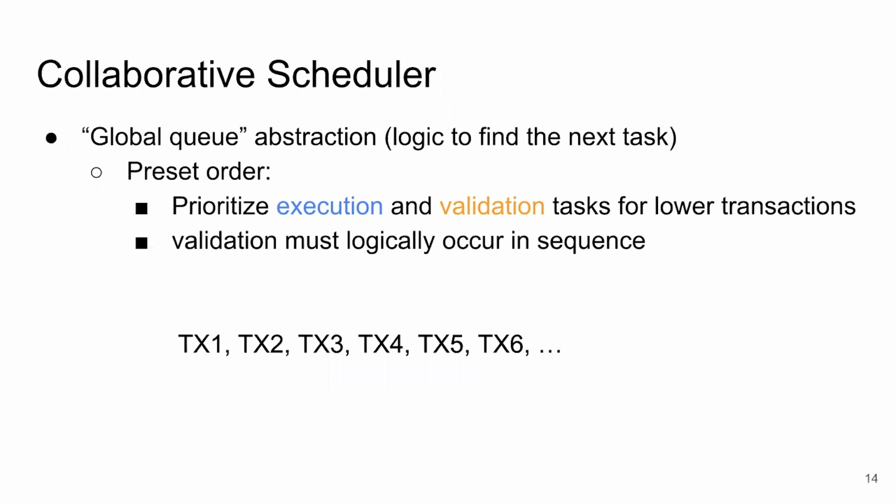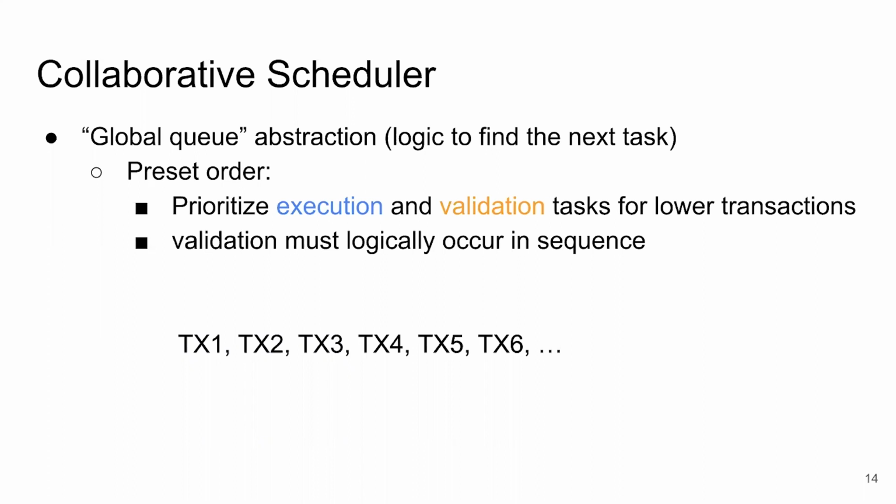This is relevant for understanding the technically novel things that we do. The way the scheduler works, it has this global queue abstraction. Of course, it's not implemented as a queue of tasks, but the interface is that every thread just keeps going. Eventually, the scheduler will tell it you're done. But before that, it's just: give me the next task, give me the next task. The scheduler is in charge of deciding whether it has to do an execution or validation, and which transaction.